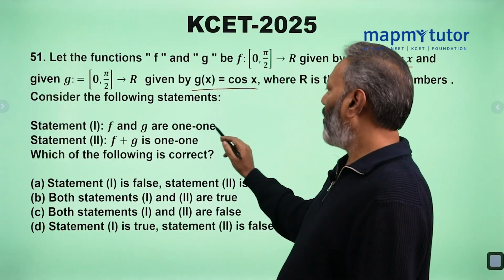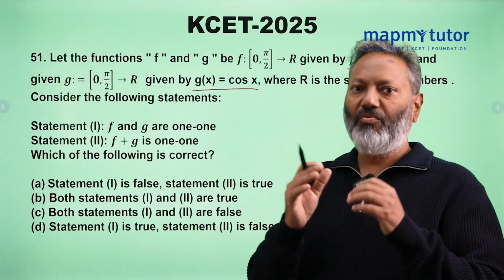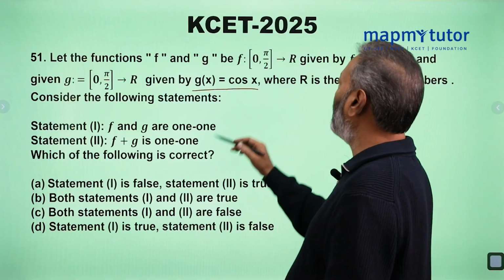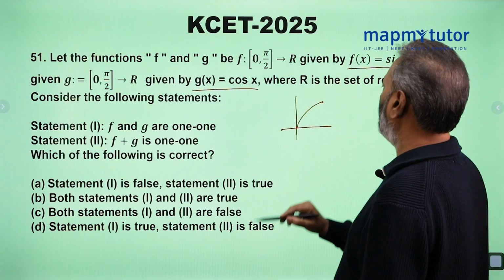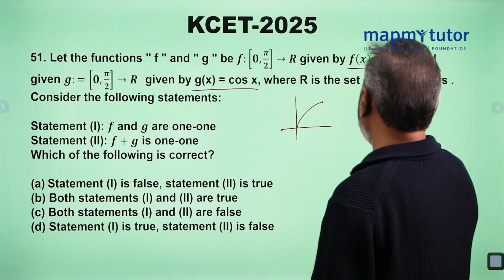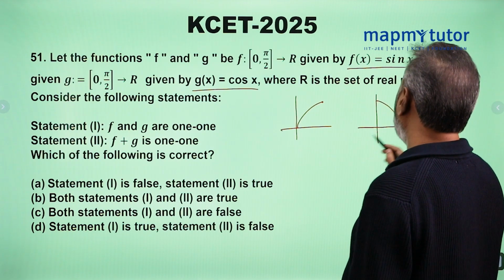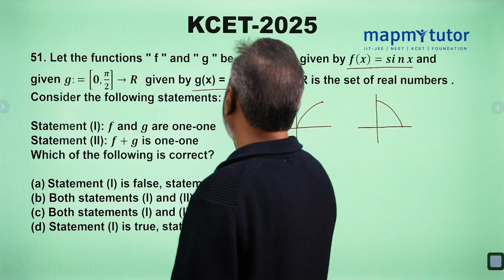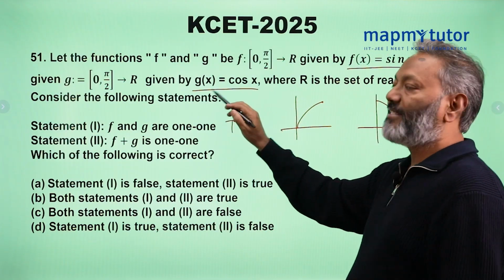f and g are 1-1. You know 1-1, right? Different elements, different images, then only it is called 1-1. In the other way, if it is a strictly increasing function, it must be 1-1. Here, between 0 to pi by 2, sin x increases from 0 to 1. Therefore, f is 1-1. Let us say g is cos. Between 0 to pi by 2, it decreases from 1 to 0. Therefore, it is also 1-1. So f is 1-1, g is 1-1. Therefore, the first statement is true. What about f plus g? f plus g means sin x plus cos x.